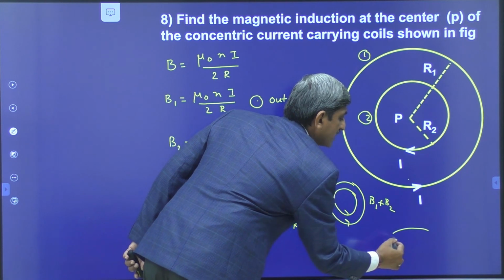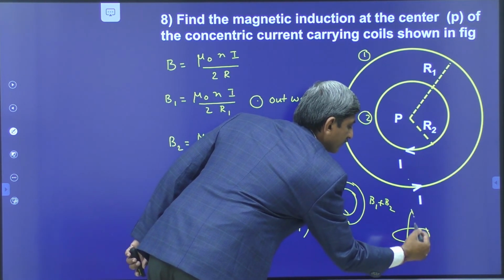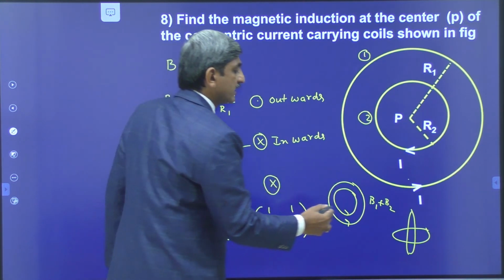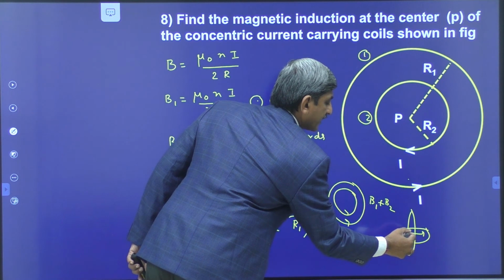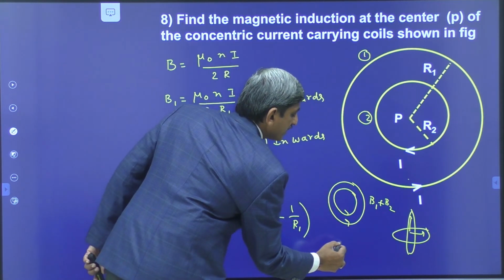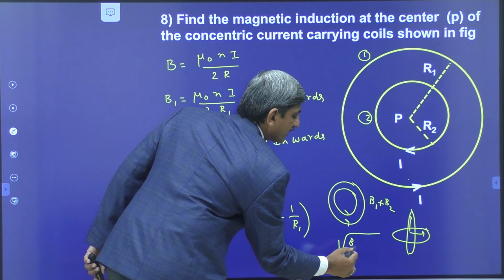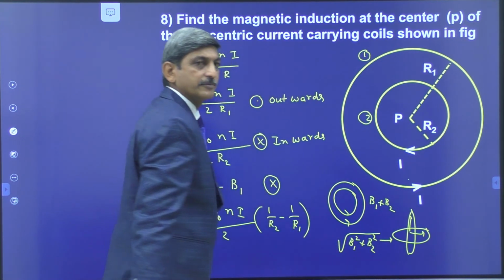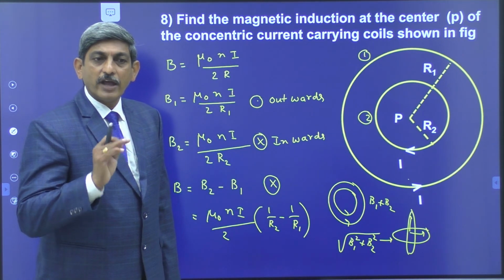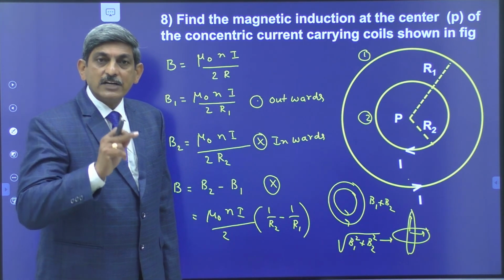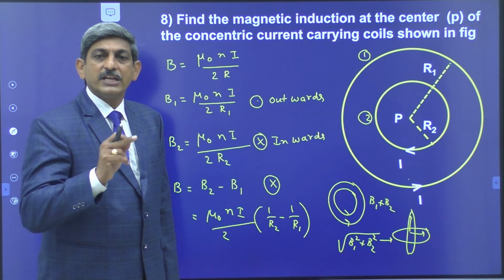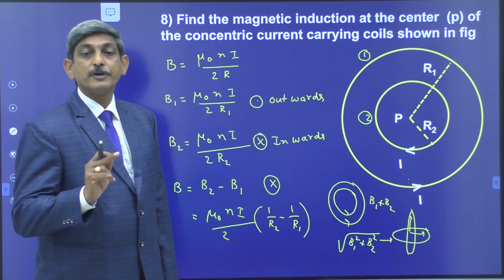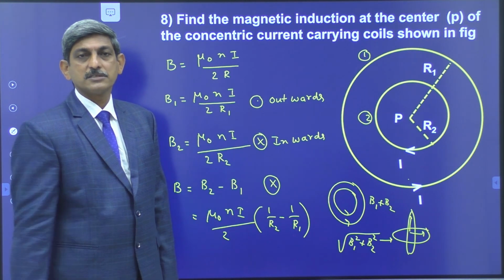Sometimes the two coils are held perpendicular to one another like this. In this case what happened? Because their planes are perpendicular to one another, the fields produced by them are also perpendicular to one another. In that case, use the concept root of B1 square plus B2 square, which is obtained from the parallelogram law of vector addition, to determine the resultant value. That's why obtaining the values and also identifying the directions are very important while solving the problems to determine the resultant magnetic field produced by two or more coils.